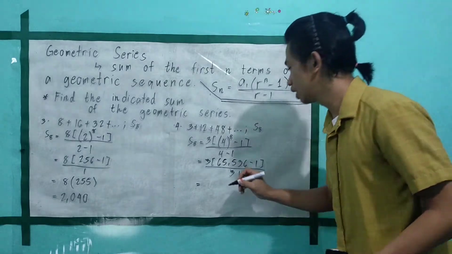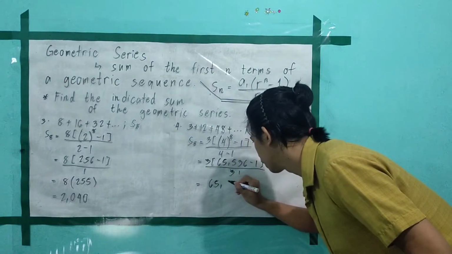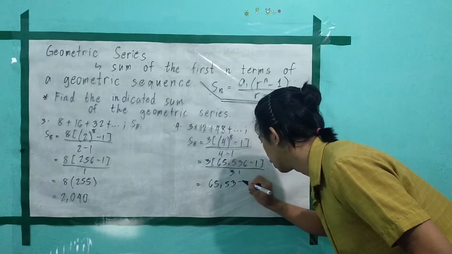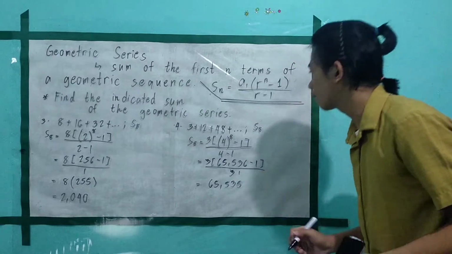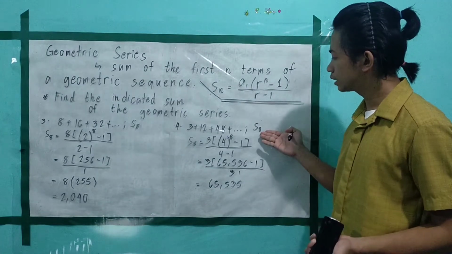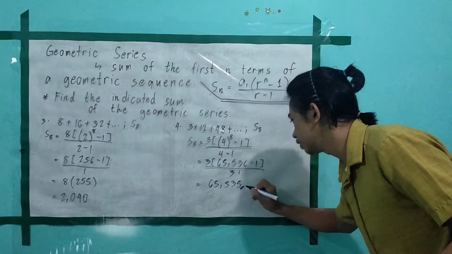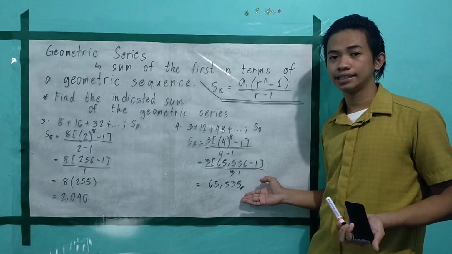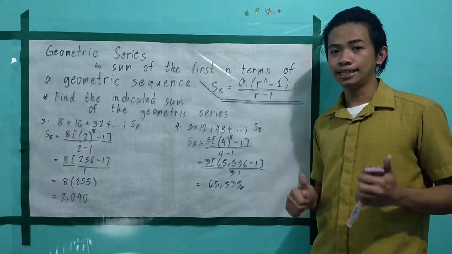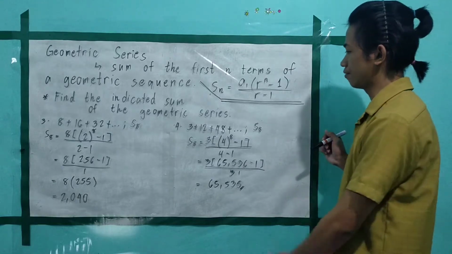65,536 minus 1, we have 65,535 all over 1, but we no longer need to write that. So, therefore, the sum of the first 8 terms of our series is 65,535. Okay? Next, let's proceed to problem number 5.